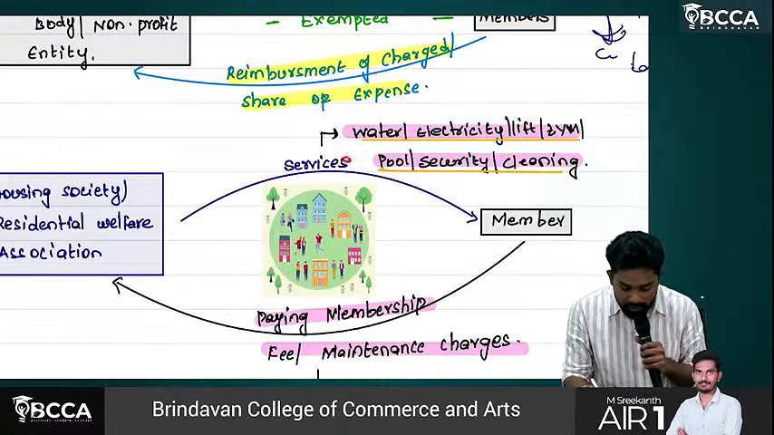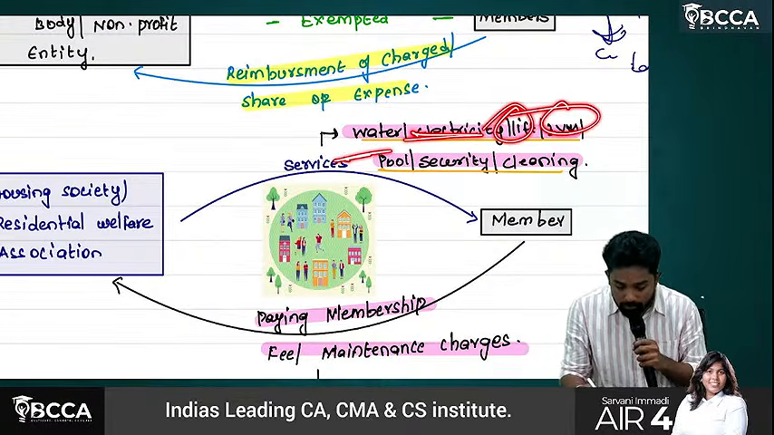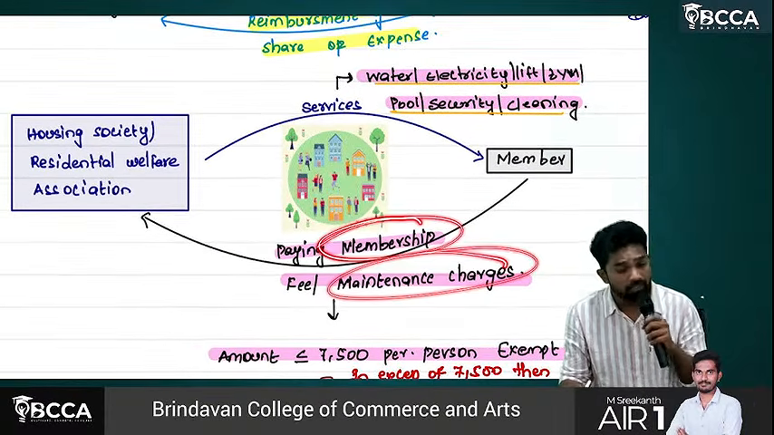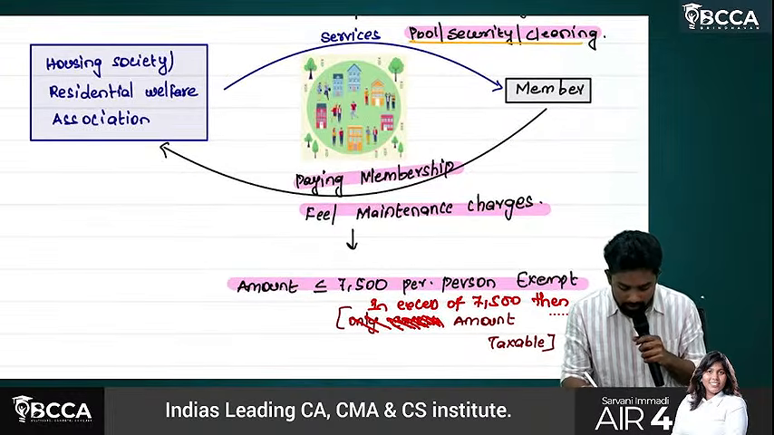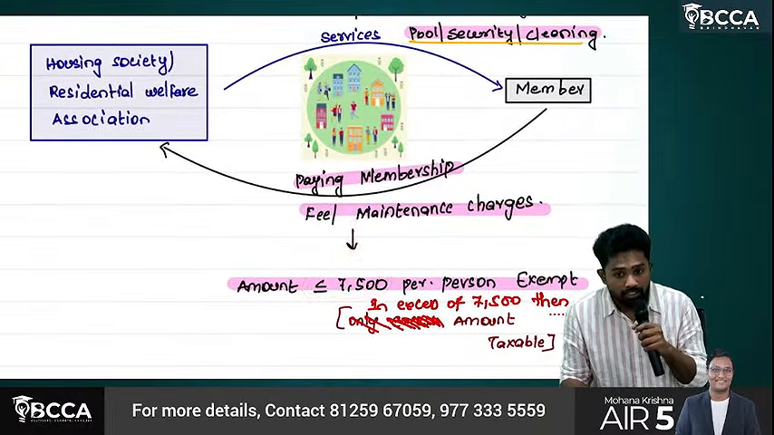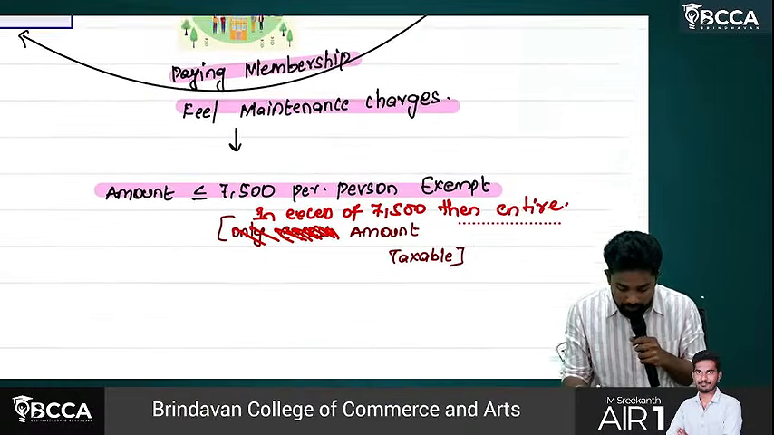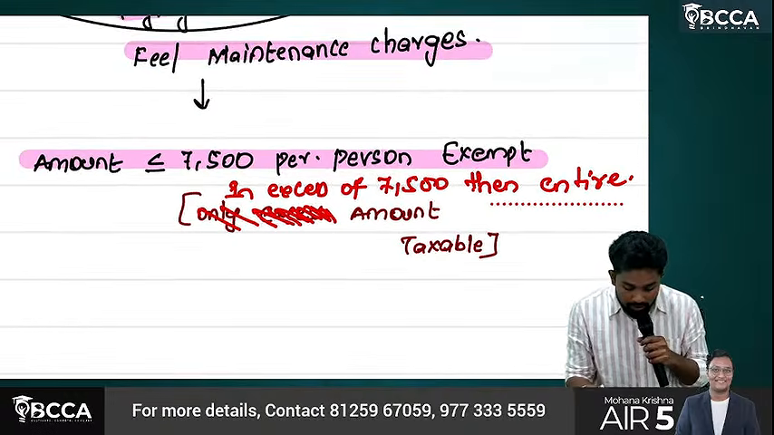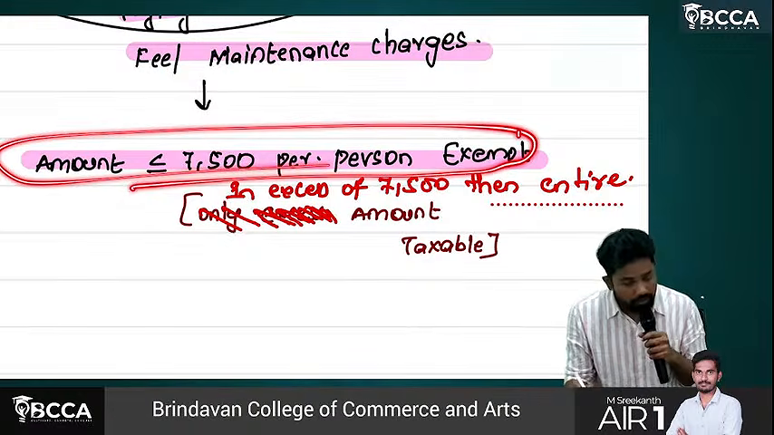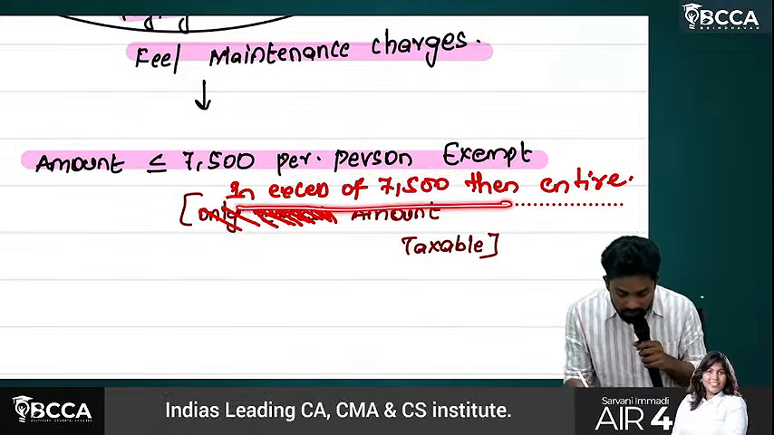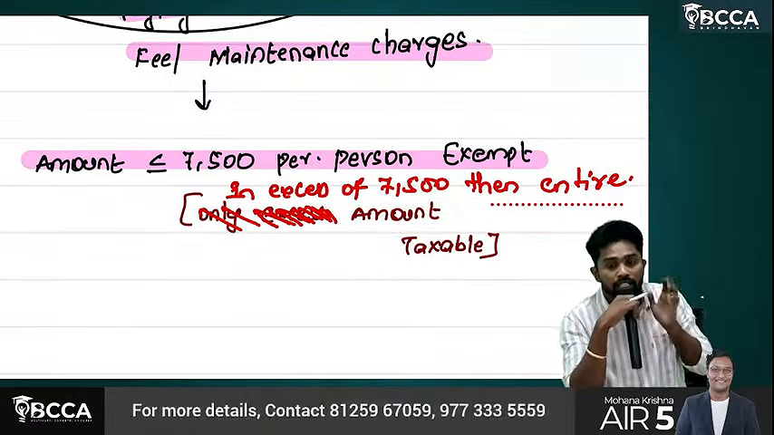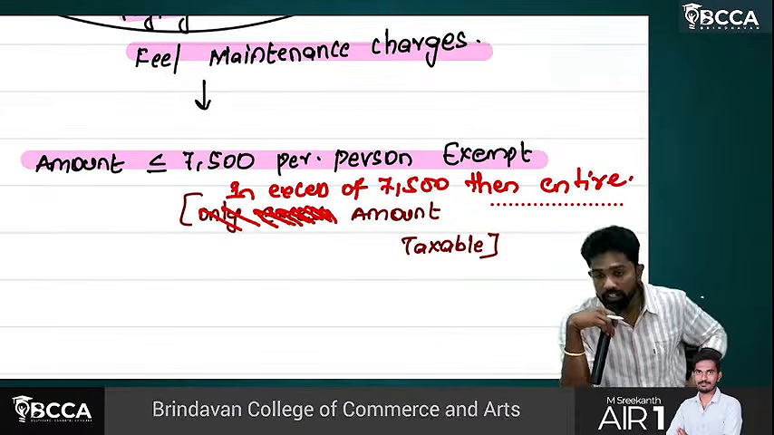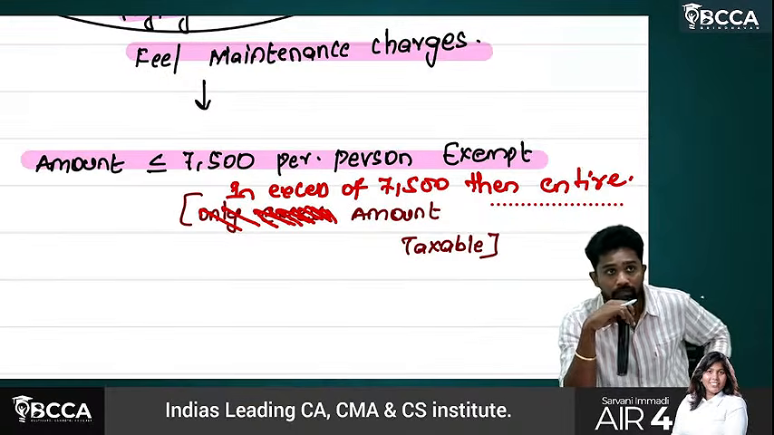So now, where a housing society or residential welfare association is providing services to members, what services? Related to water, electricity, lift, gym, pool, security, cleaning. And members are paying membership fee or maintenance charges. And the amount paid is less than 7,500 per person, it is exempted. And make a correction here, sir. If the amount is less than or up to 7,500 per person, it is exempted. If it is in excess of 7,500, then the entire amount is taxable.